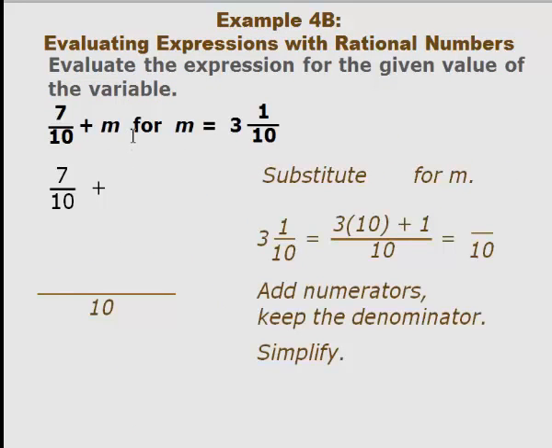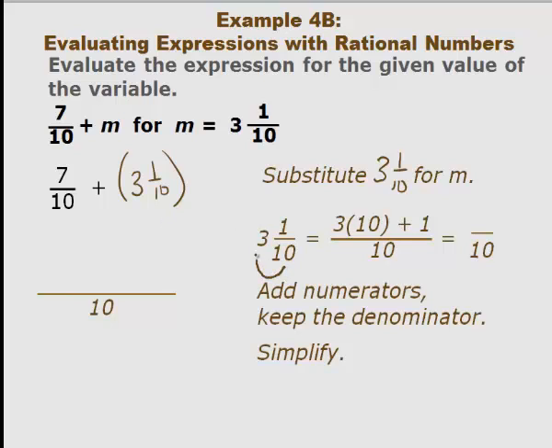One more example for you. This is also in your notebook. In this case, we're going to substitute 3 and 1/10 for m. So we're going to put in parentheses 3 and 1/10 here. Now, to do this, we need to make this into an improper fraction. Now, yeah, I know. Some of you are a little more on the ball with fractions, and you can do that without doing this. But we're going to make this into an improper fraction.